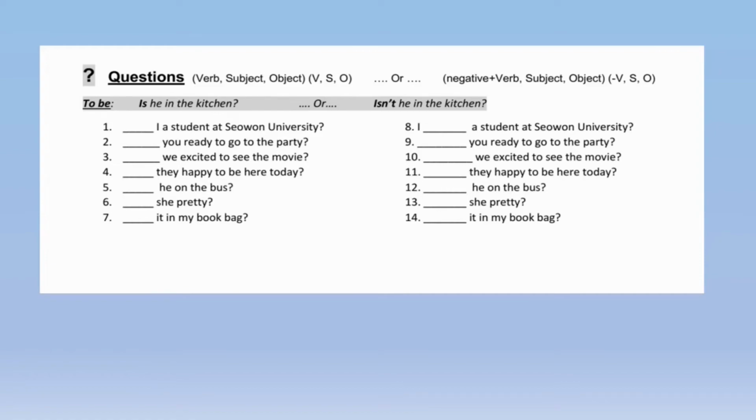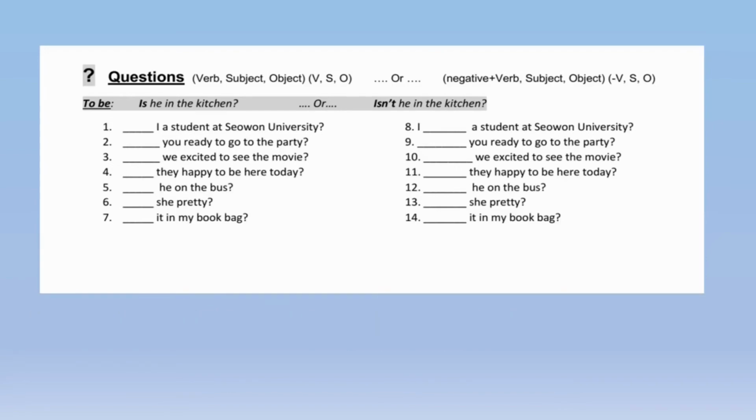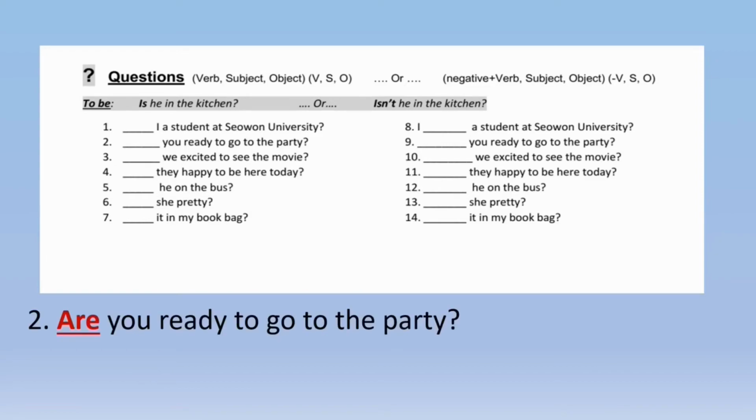Let's try working one together. Let's look at the first one. Number 1. Momo, I, a student at So-On University. Am I a student at So-On University? Number 2. Momo, you ready to go to the party? Are you ready to go to the party?